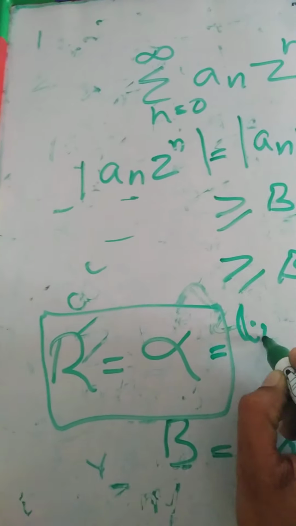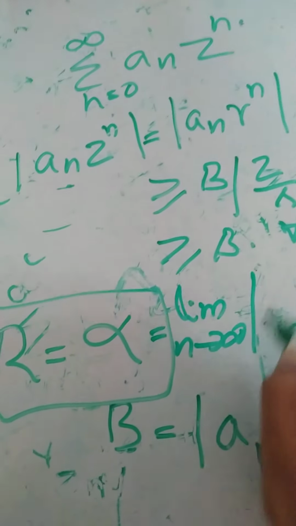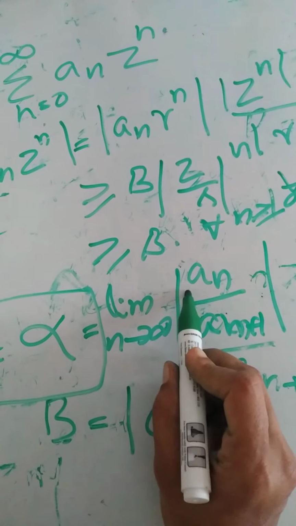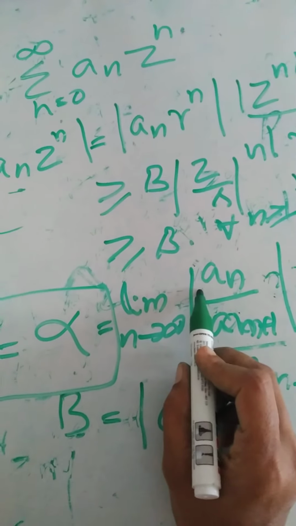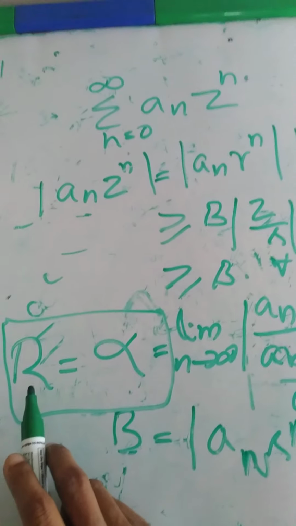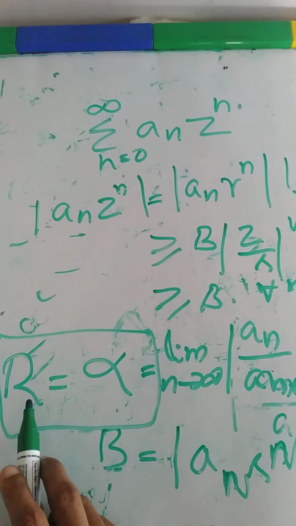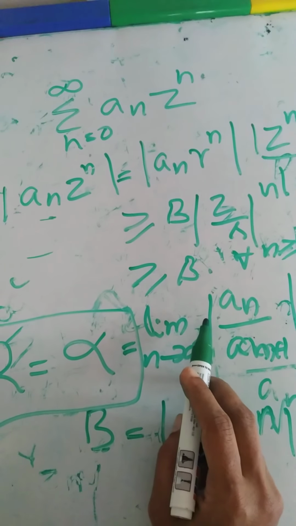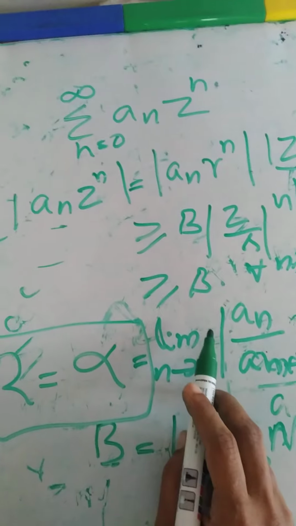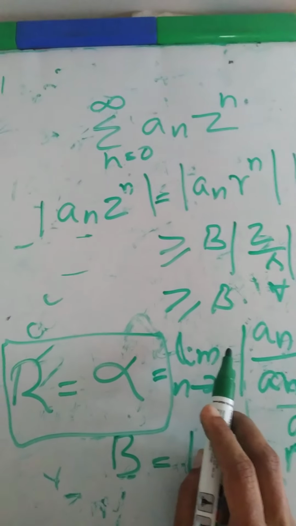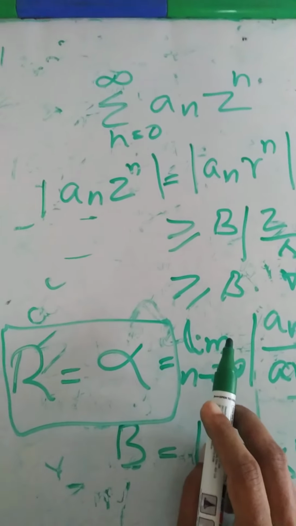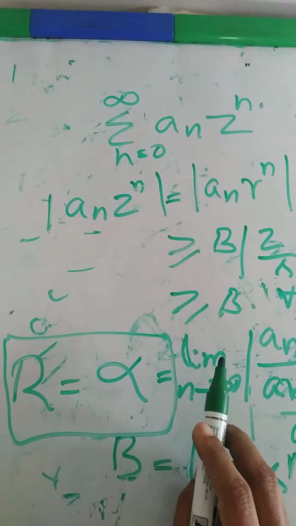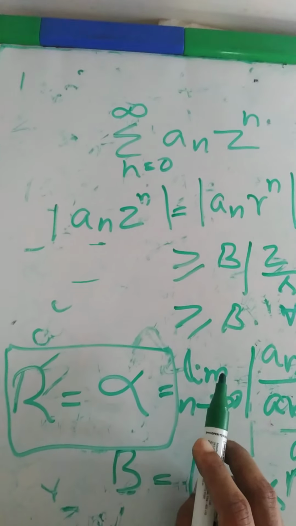This is equal to limit n tends to infinity modulus of a n divided by a n plus 1. What is your a n? A n is the coefficient of the power series. So this is a formula for calculating the radius of convergence by using the coefficient of the power series. Yesterday we proved one theorem that is also about the radius of convergence, but in that theorem we proved radius of convergence R is equal to limit superior of nth root of mod a n.